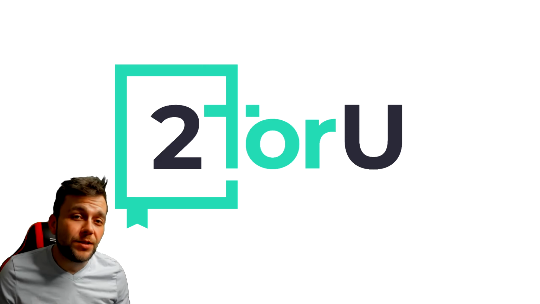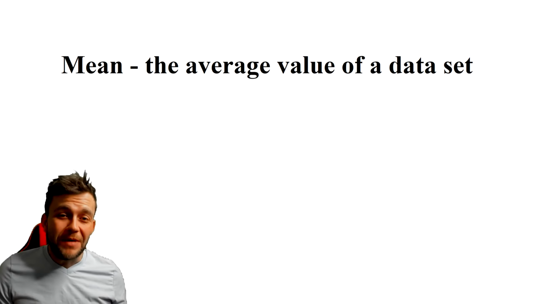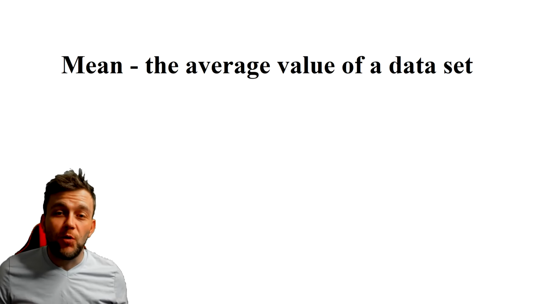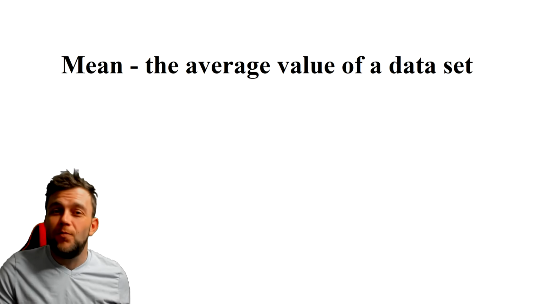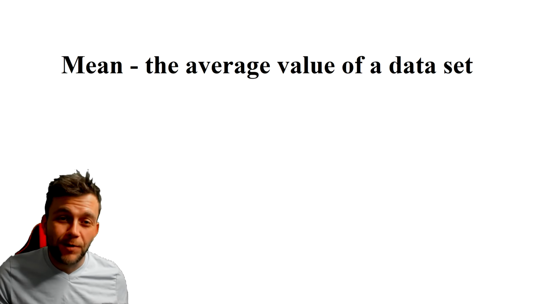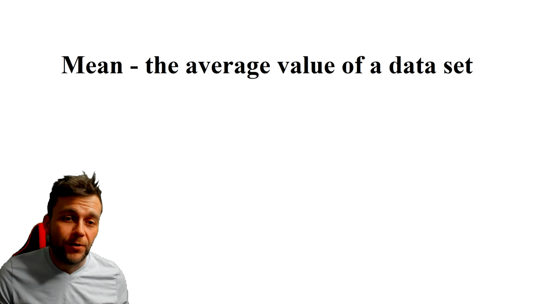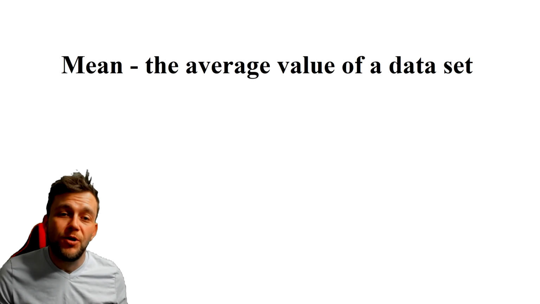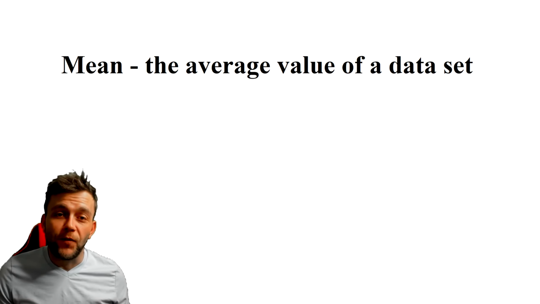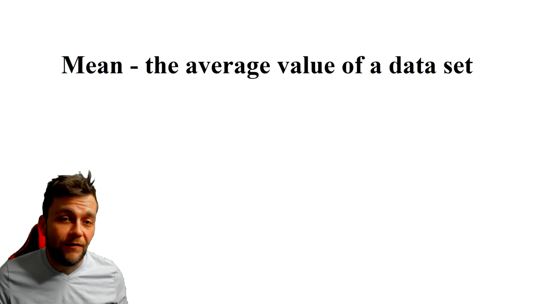So, let's get started with mean, median, and mode. What is the mean? The mean is the average value of a data set. That sounds a little bit crazy, it sounds unusual, the words might confuse you, but I promise you it is not too difficult. Once you get a few examples under your belt, you'll feel much more comfortable with finding the mean of a data set.